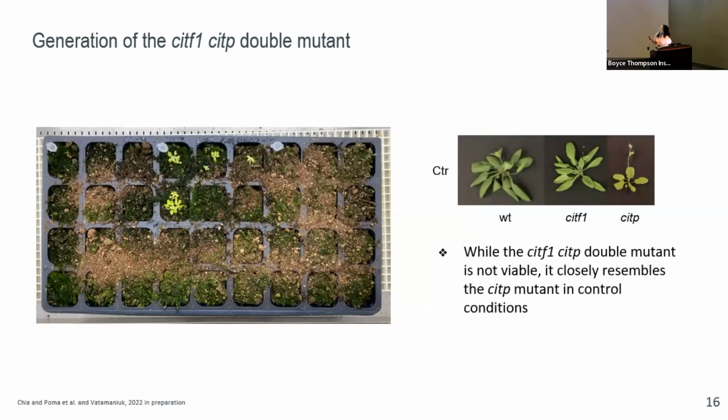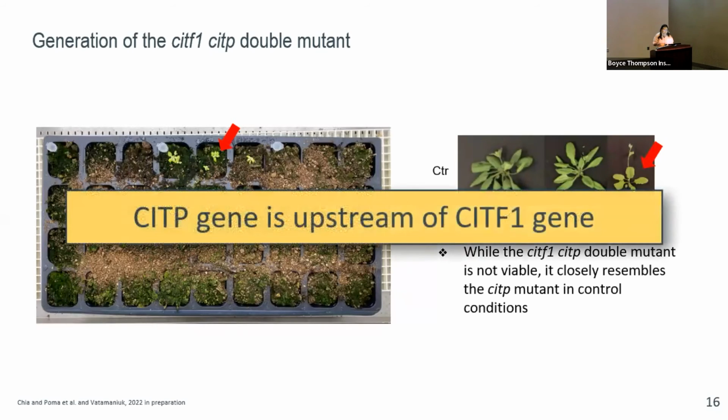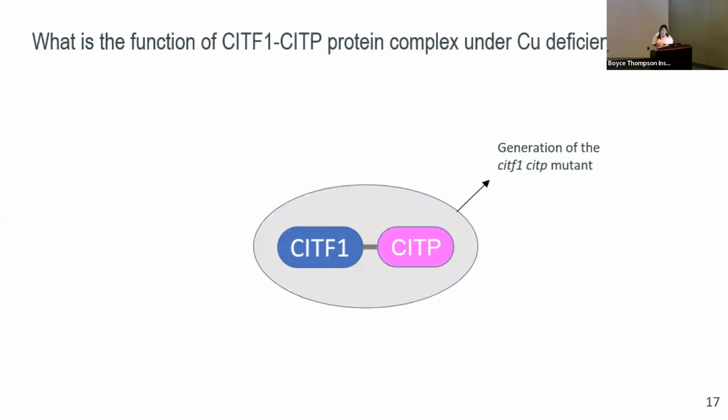So from the 3 and 4 plants that we see, we can tell that it closely resembles the CITP mutant in control conditions, which tells us that the CITP gene is upstream of CYP1. The next strategy is to observe the phenotypes of the CITP mutant under copper deficiency.